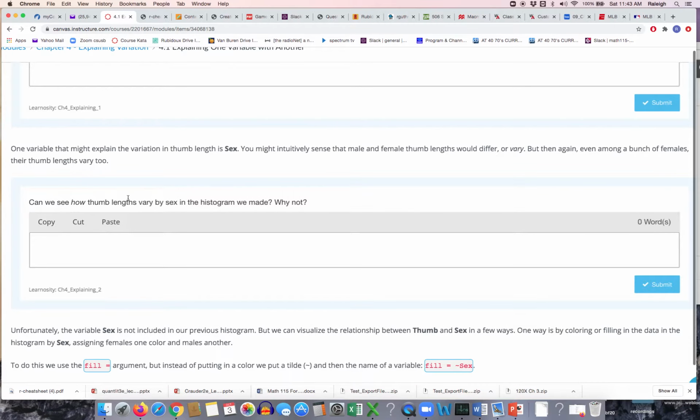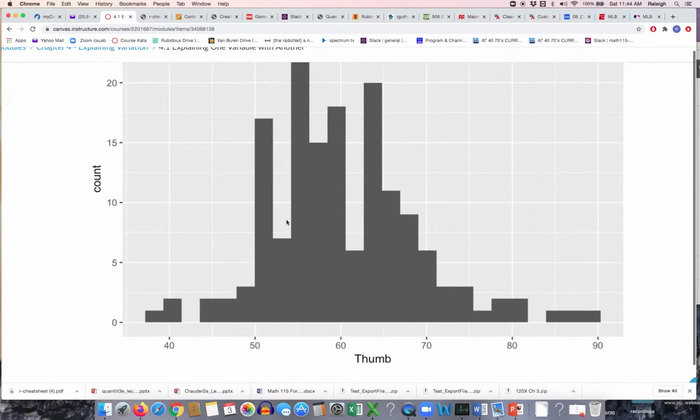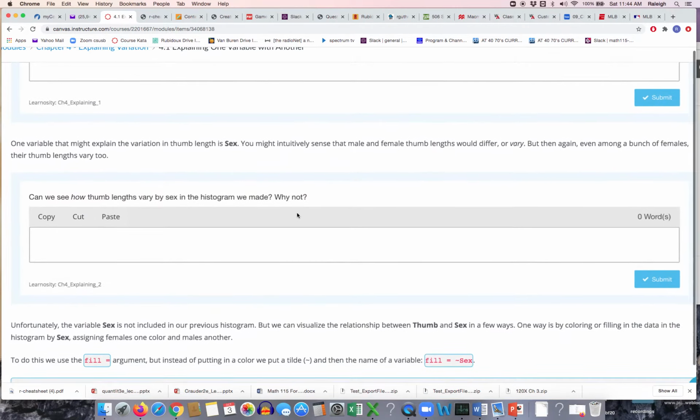Can we see how thumb lengths vary by sex in the histogram we made? Well, taking a quick look back here, no, we can't, because all the people were put in together, all of them. So there you are.